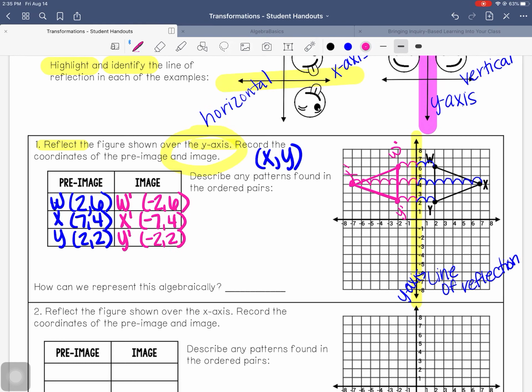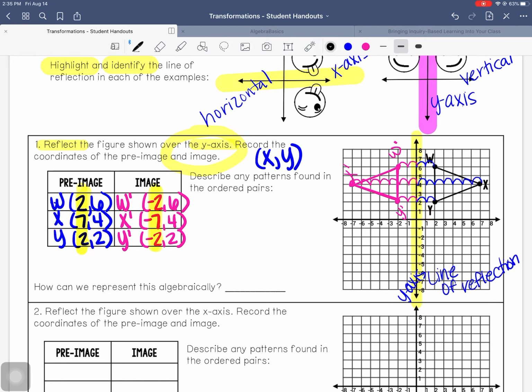Very good. How can we represent this equation algebraically? It says, look if you see any patterns, and I'm seeing something going on with my x values. What is happening with the x values from W to W prime and from X to X prime? It looks like it is just a negative number. So it's the opposite sign. That's right. It went from 2 to negative 2, 7 to negative 7, and 2 to negative 2.